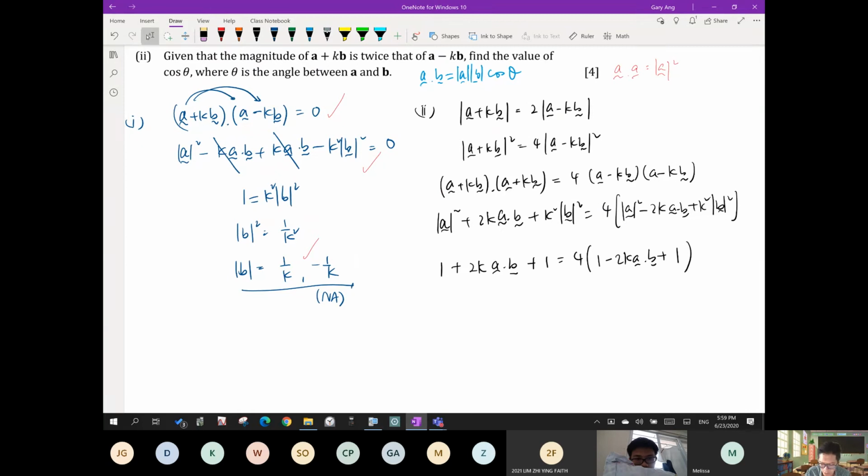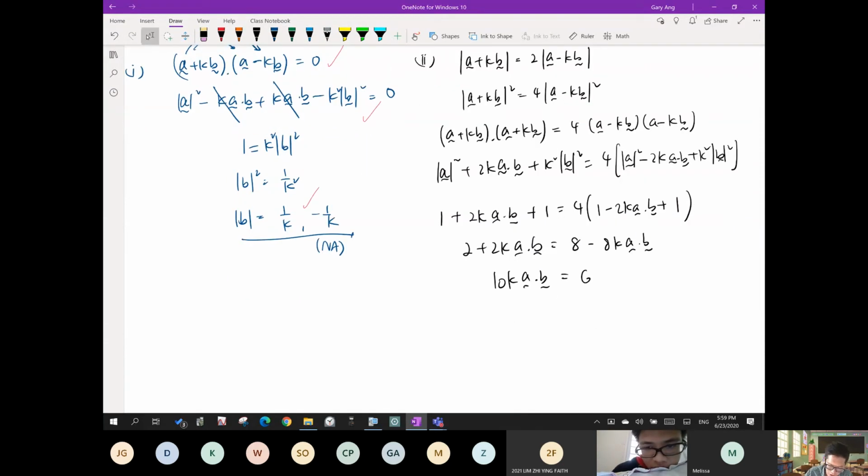But we know we're onto something because we see A dot B and we see a lot of k's being cancelled away, and then suddenly we have something that looks so simple. I think that's good news. So I'm going to have 1 plus 1, which is 2. 2 times 4 is 8, minus 8k A dot B. Now it all sounds very weird, but I'm going to get 10k A dot B is equal to 6, correct? Great, so I'm going to get A dot B.